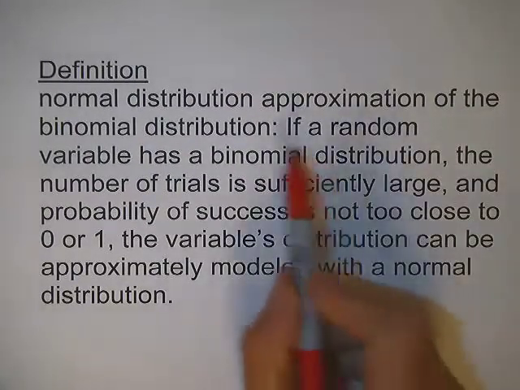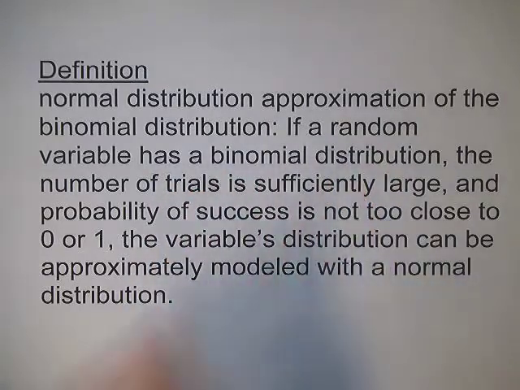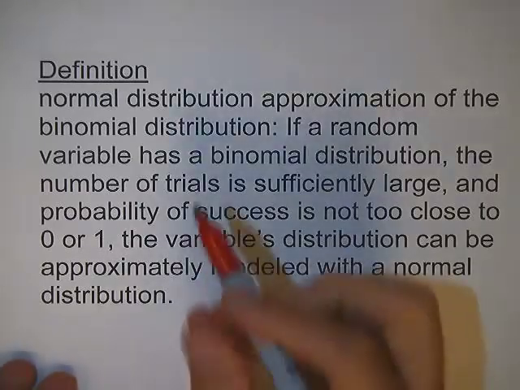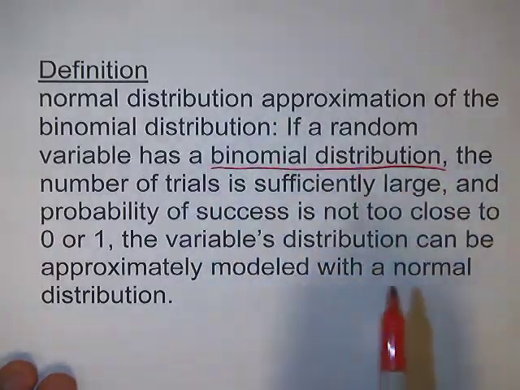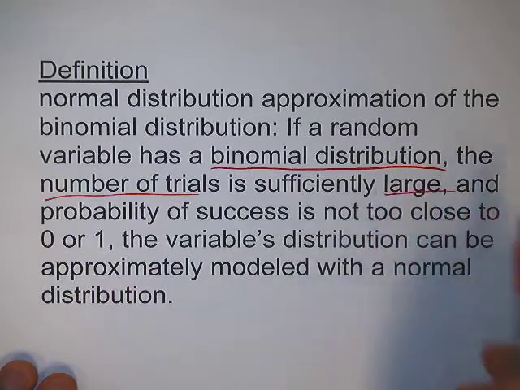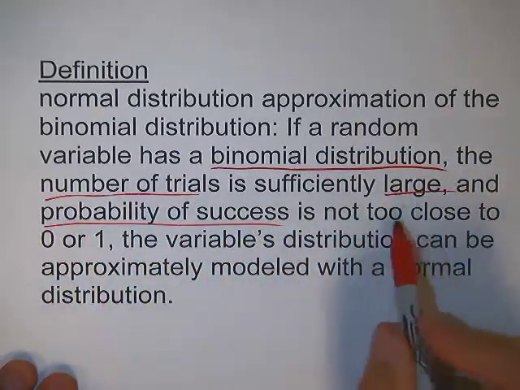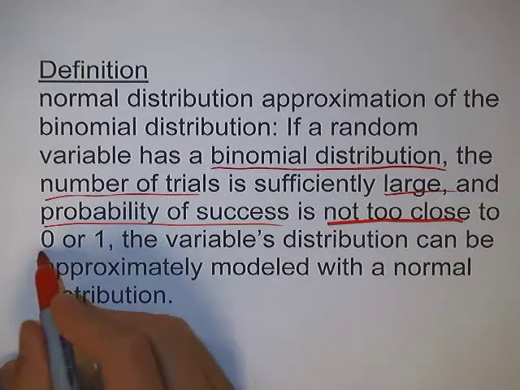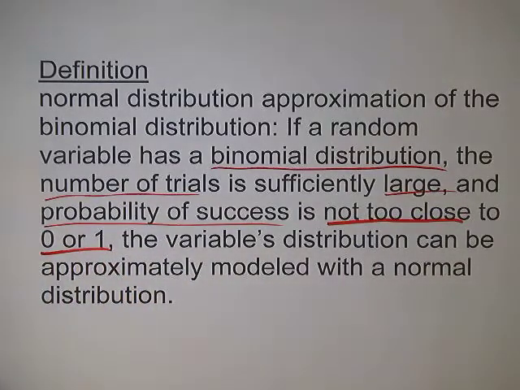So if a random variable has a binomial distribution, the number of trials is sufficiently large, and the probability of success is not too close to 0 or 1, the variable's distribution can be approximately modeled with a normal distribution. Alright, so if we already know we have a binomial distribution, the number of trials is large, and the probability of success is not too close to 0 or 1, so somewhere in the middle, then instead of using a binomial distribution, we can use a normal distribution.